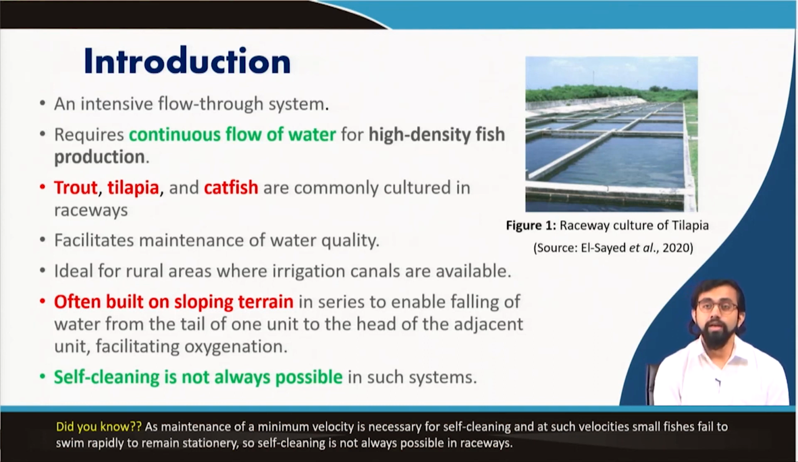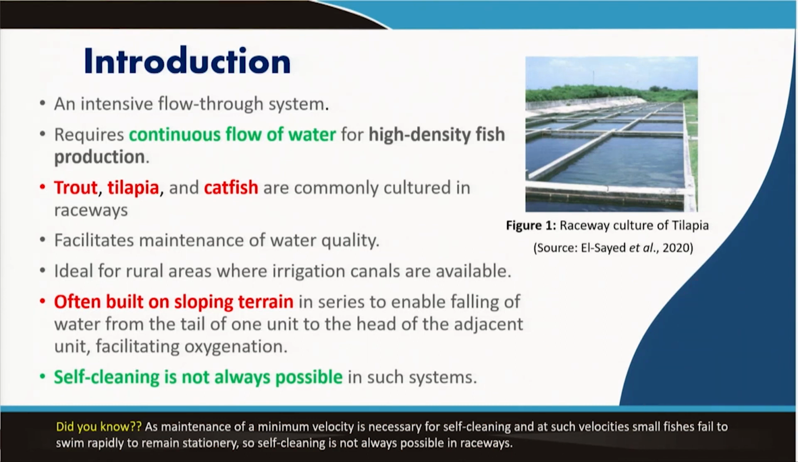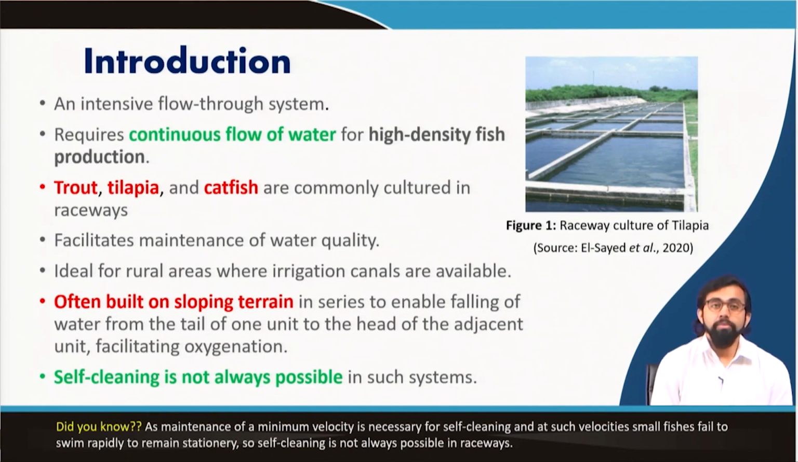In general, the raceway is still much better than the other flow through systems, because it can maintain the quality of the fish. So, it is ideal for rural areas where irrigation canals are available, often built on sloping terrain in terraces to enable the falling of water from the tail of one unit to the head of the adjacent unit, facilitating oxygenation. So, you know, it is a cascade system. In general, we call it a cascade system. It is like one stepwise.